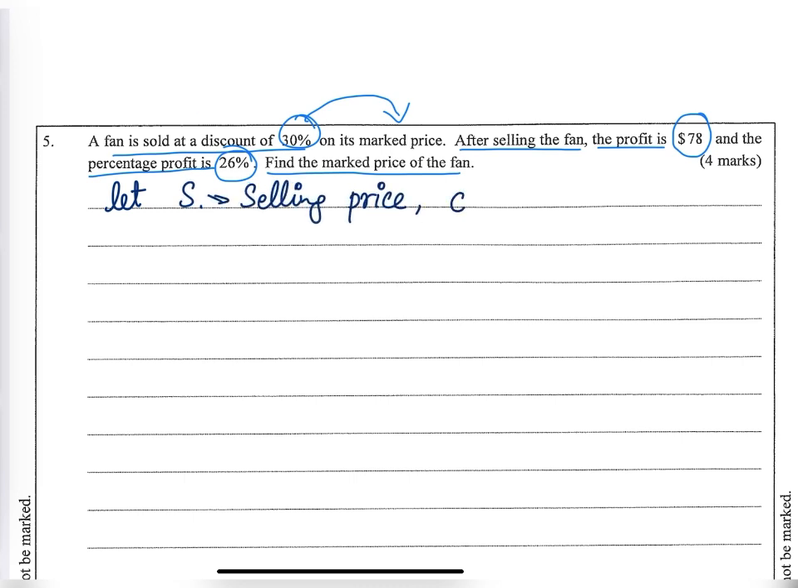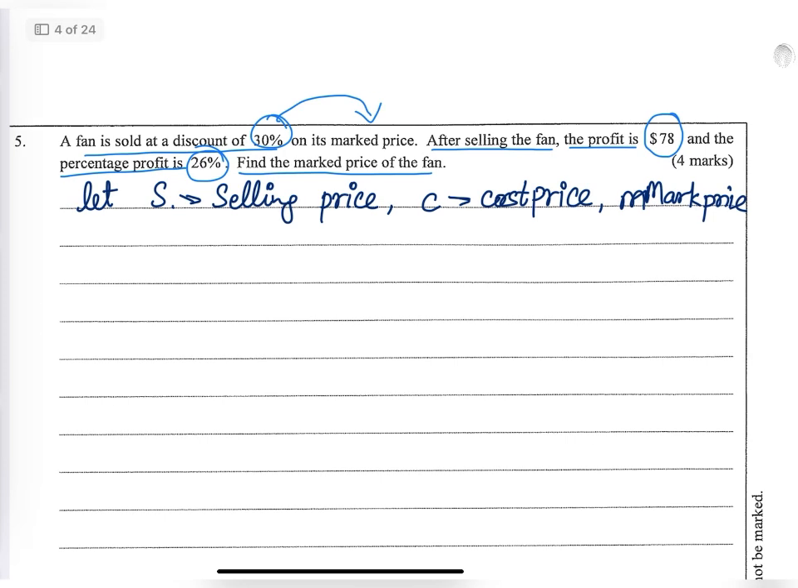C as the cost price, and M be the mark price. Now we can find that all of them are dependent upon the selling price. As they said discount, discount means 30% minus. I told you the discount is always on the mark price. So the selling price will be 1 minus 30% of the mark price.